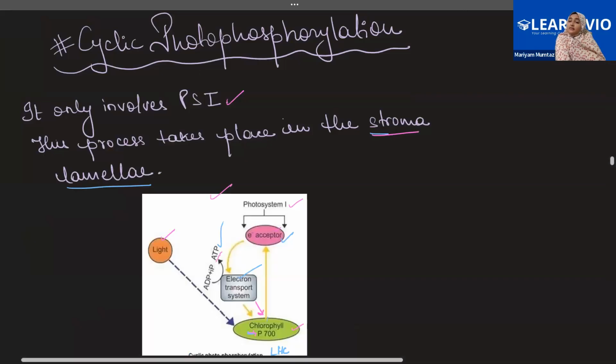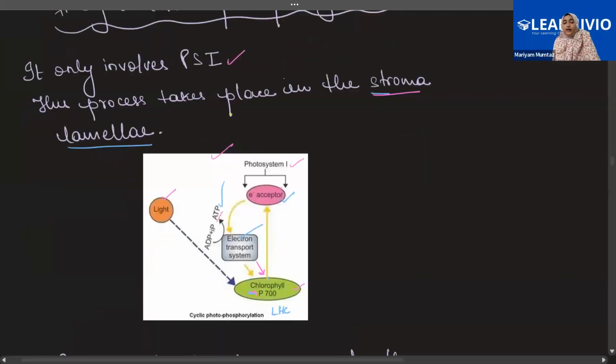Then comes cyclic photophosphorylation. Now this method will be a cyclic method, starting from one point and ending at that one point. In the cyclic photophosphorylation, only PS1 is active. There's no need of PS2 in this condition. This process takes place in the stroma lamellae.